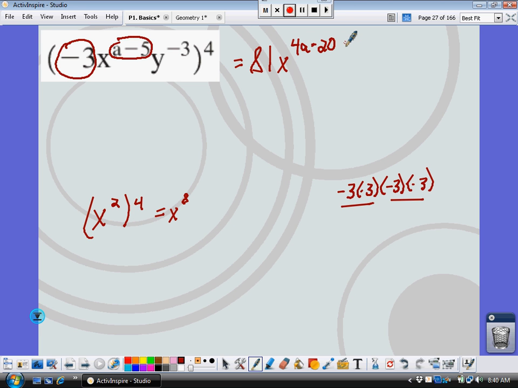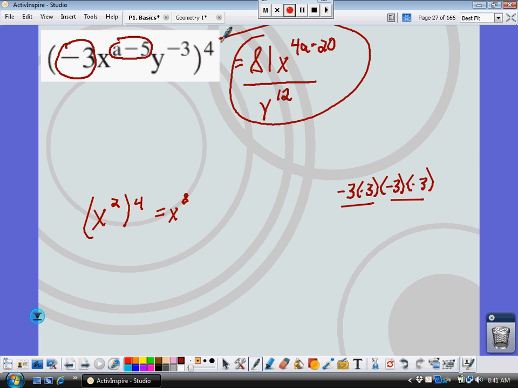Power to power, multiply the powers. X to the 4a minus 20 power. And that would be y to the, I'm going to go ahead and save ourselves a step. That's y to the negative 12th. Since it's negative, move it to the bottom. Save some paper.